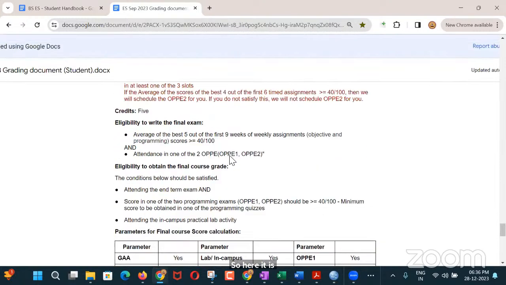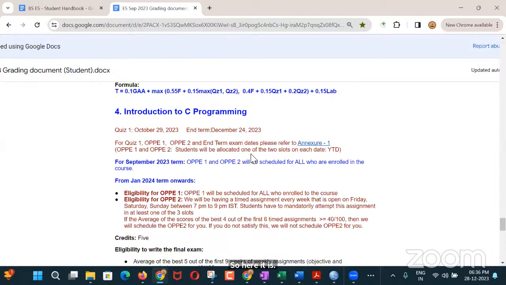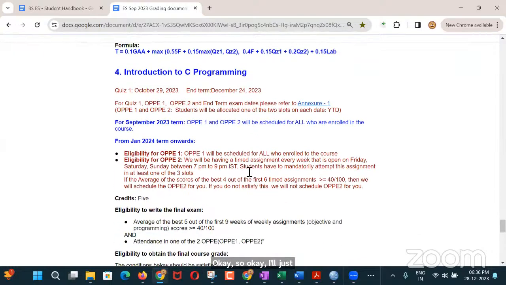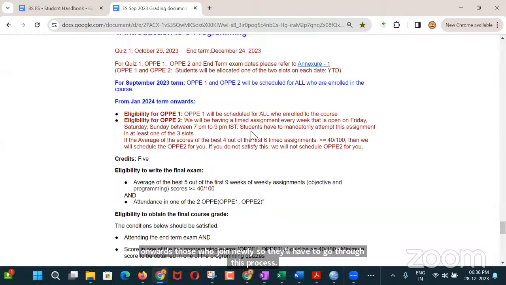Okay. So I'll just repeat this only for the C programming. So it's only for the September term. You can see that OPP is scheduled for all the students, but from Jan 2024 onwards, those who join newly will have to go through this process. So this I'm not explaining because this doesn't apply to you.